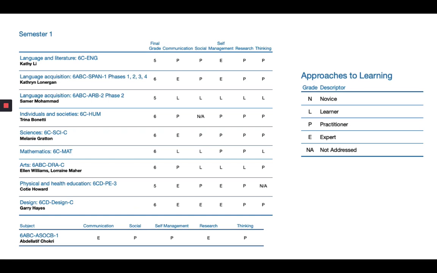Now, the semester 1 report has all the subjects, the final grade, and then the ATL ratings, you could call them. And here are the descriptors of those. So N is novice, etc. Okay, NA simply means that it's not addressed. It doesn't mean that the child has failed in the skill.